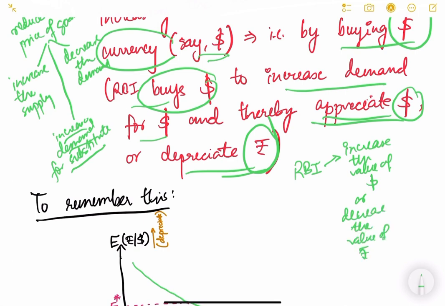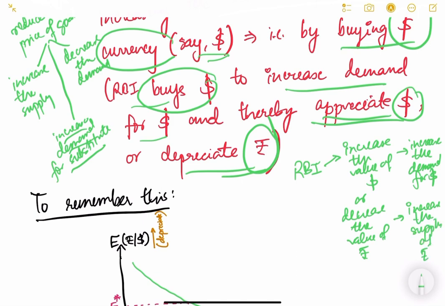Decrease the value of rupee. This is the goal at this point of time, because rupee is appreciating too much. So we want to do this. Now this will be achieved by what? By increasing the demand for dollar, or increasing the supply of rupee.